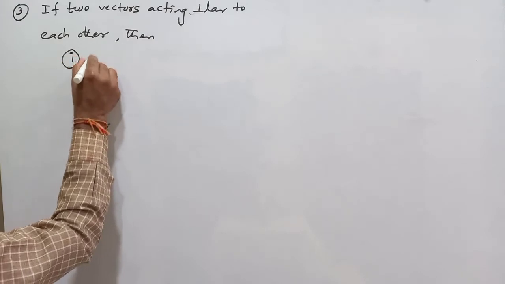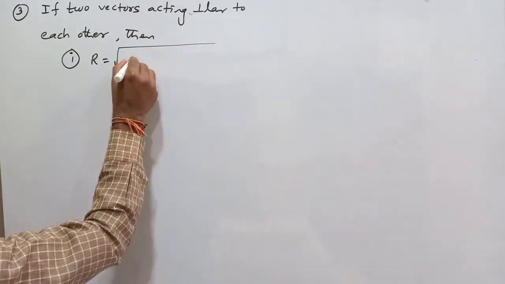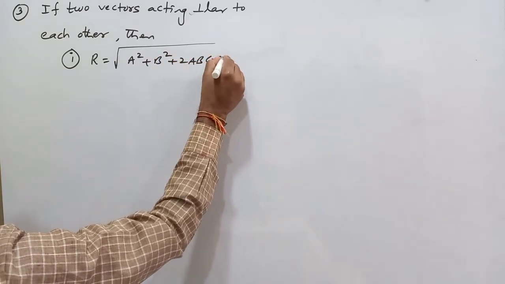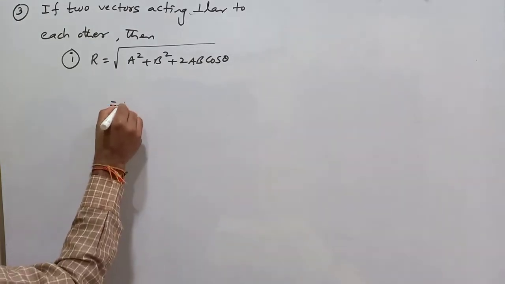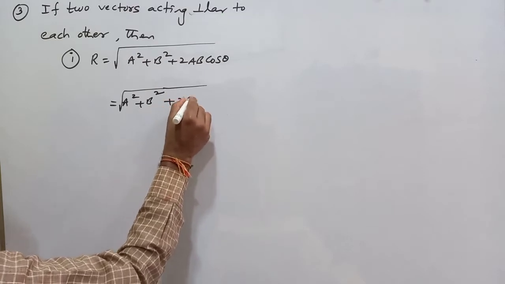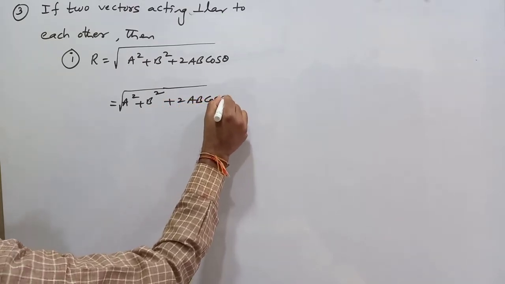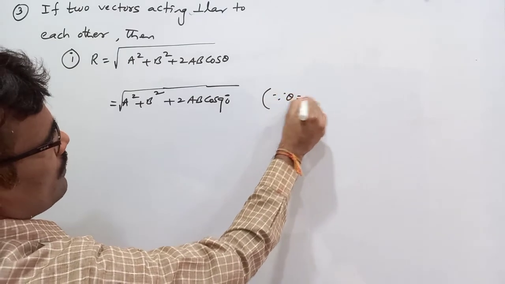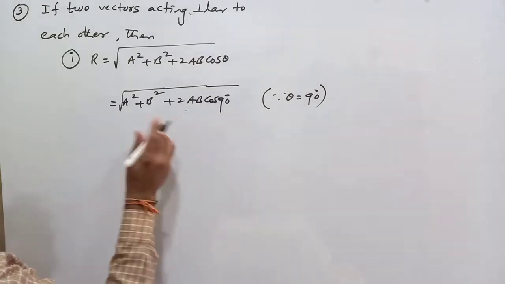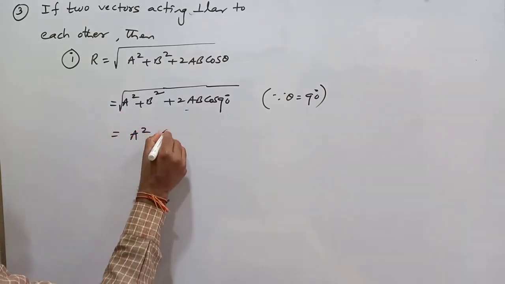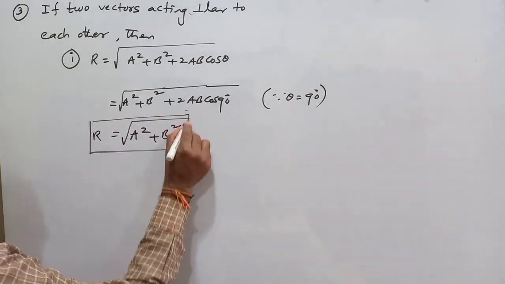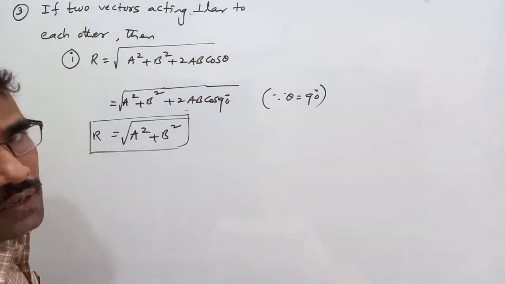Yes, sir. Magnitude of resultant vector is root over a square plus b square plus 2ab cos theta. But theta is 90 degrees. So root over a square plus b square plus 2ab cos 90. We know that cos 90 is 0, and 0 into something is 0. That's why a square plus b square under root. This is the magnitude of the resultant vector of two vectors when they are perpendicular to each other.